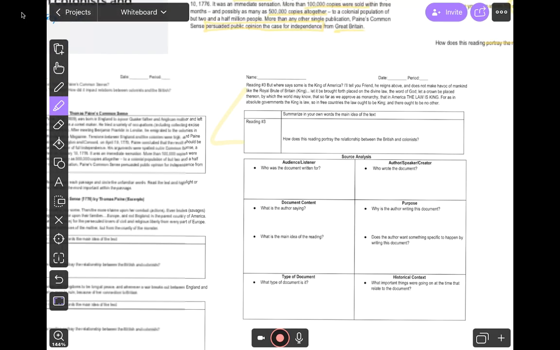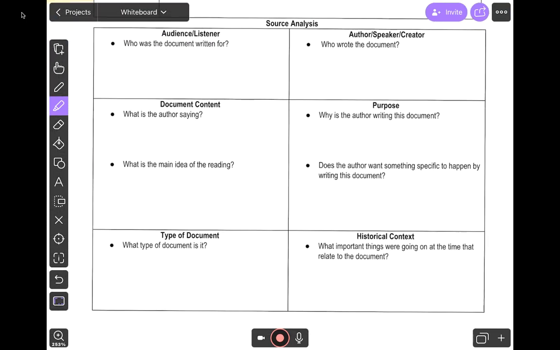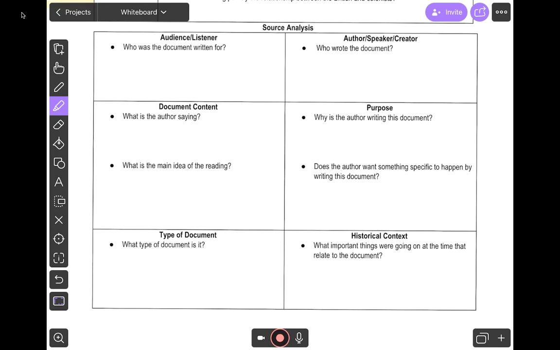To conclude, we have a source analysis chart, and this is really trying to have you think about the source in a detailed manner. We're going to be looking at the audience or listener, the author, the document's content, the purpose, the type of document, and the historical context. So this is really looking at the source itself, but also trying to place the source in this unit that we have been focusing on.